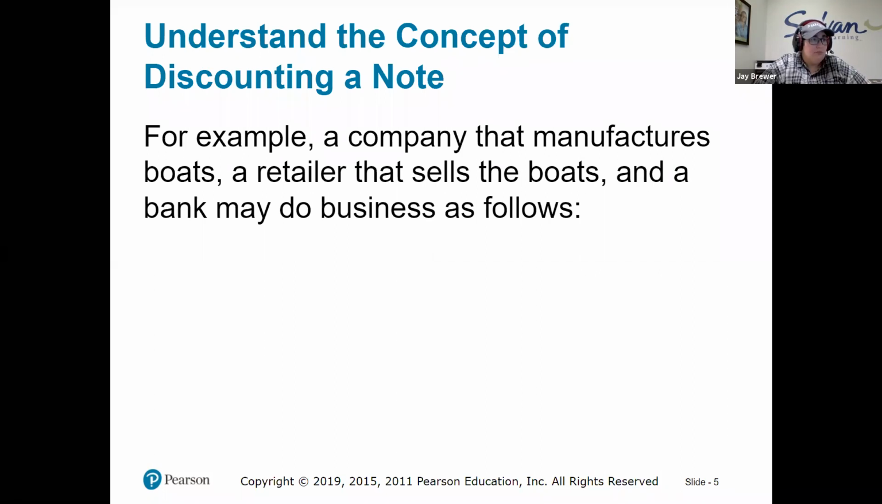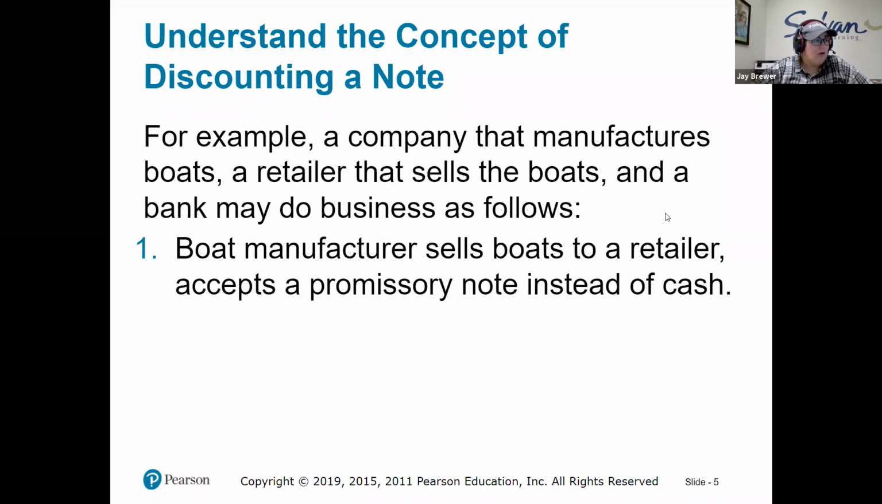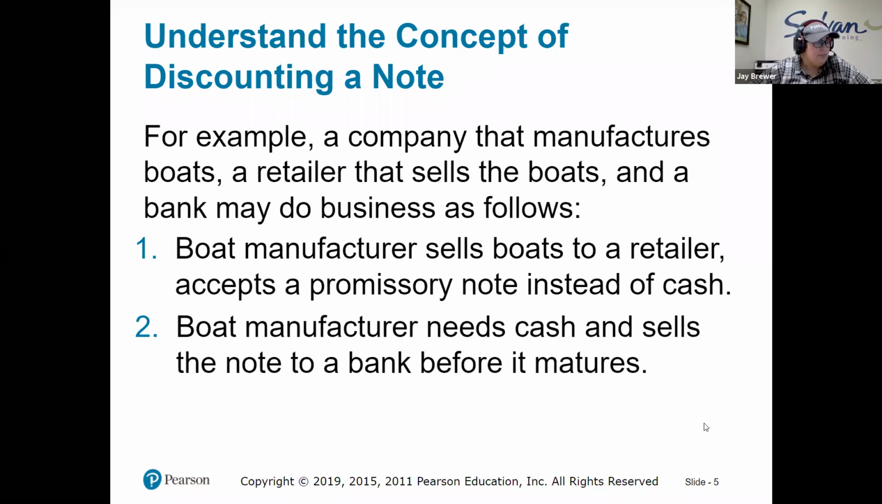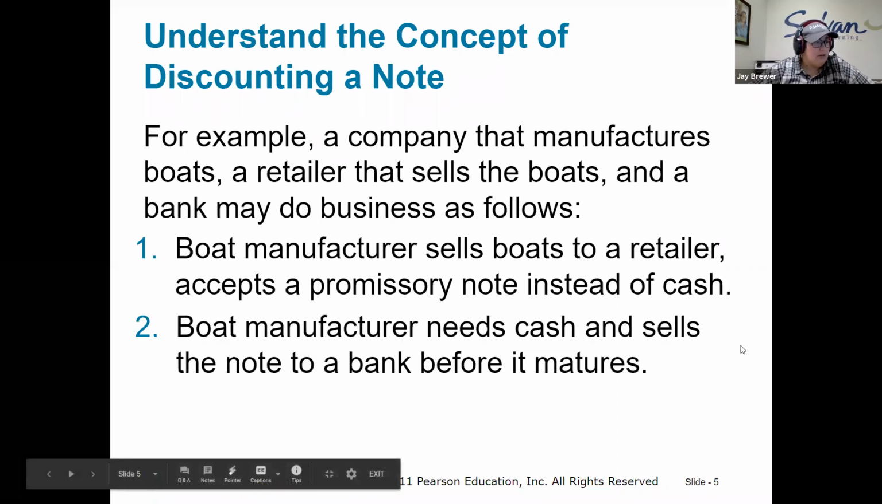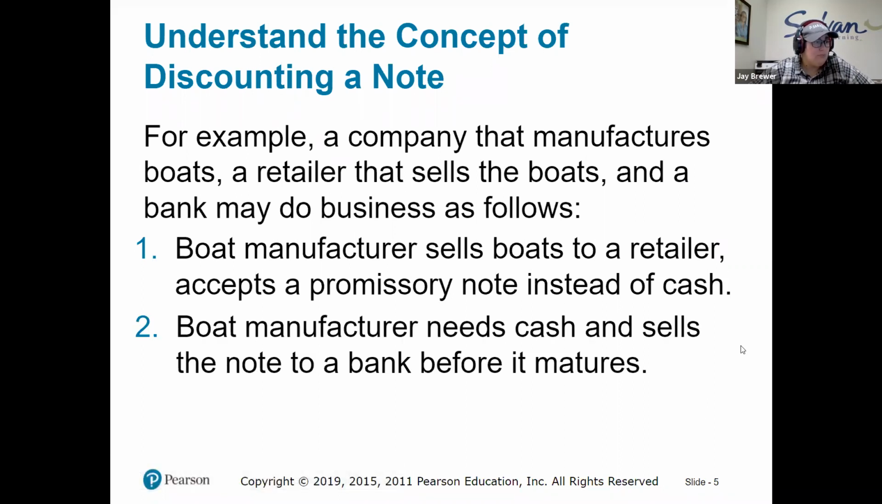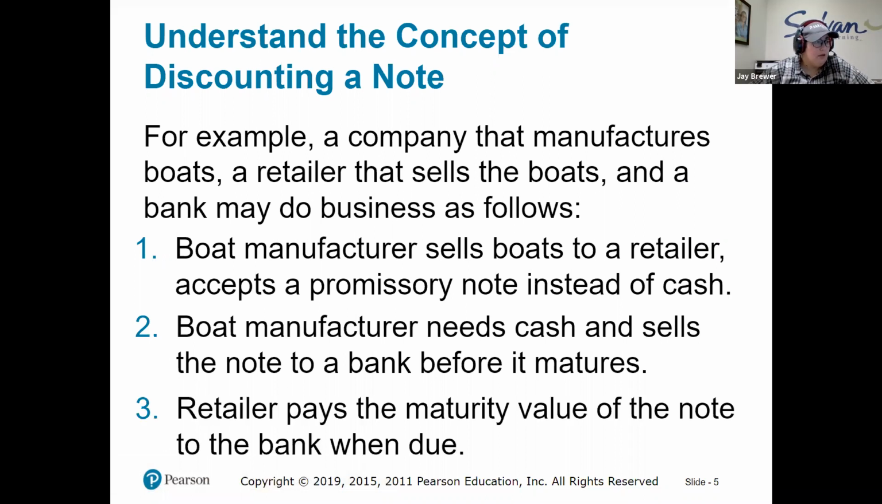For example, a company that manufactures boats, a retailer that sells the boats, and a bank may do business as follows. One boat manufacturer sells boats to a retailer, accepts a promissory note instead of cash. The boat manufacturer needs cash and sells the note to a bank before it matures. The retailer pays the maturity value of the note to the bank when due.